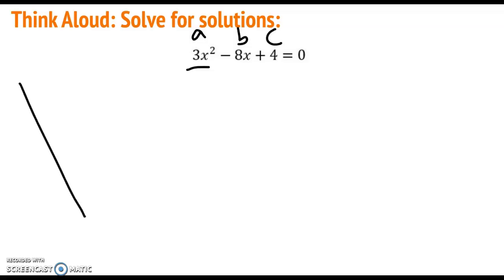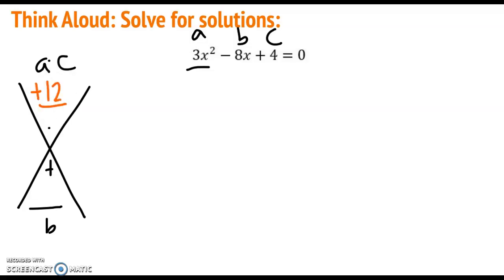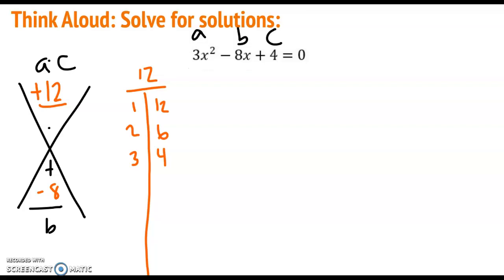I always start with my diamond method. My diamond method, I know A times C, not A times B. A times C will be on the top, and then my B value is going to be on the bottom. So my A value was 3, my C value is 4. If I were to multiply it, I know I'm going to get a positive 12 back. And then my B value is this negative 8. I want to know all the factors of 12. So I have the factors of 1 and 12, 2 and 6. And lastly, 3 times 4 will give me 12. However, none of those when added together will give me negative 8.